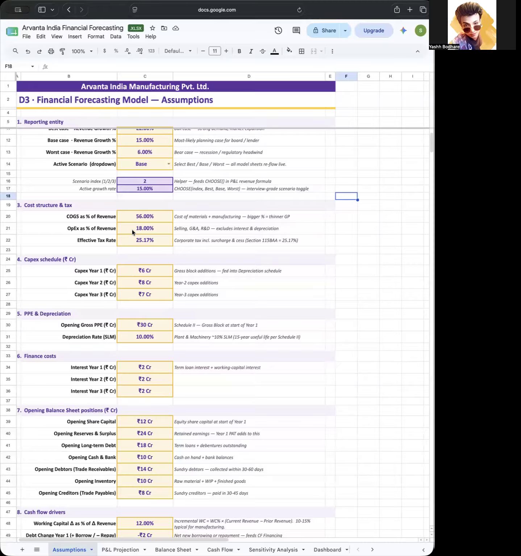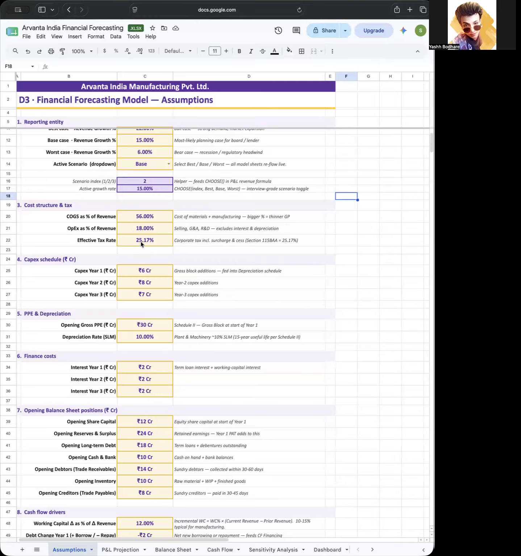So you see, interest and depreciation are excluded because they are presented separately in the P&L. So for every 100 rupees of revenue, the model assumes approximately 18 rupees of operating expenses. So with a 44% gross margin and 18% OpEx, the resulting EBITDA margin is approximately 44% minus 18%, that is 26%.